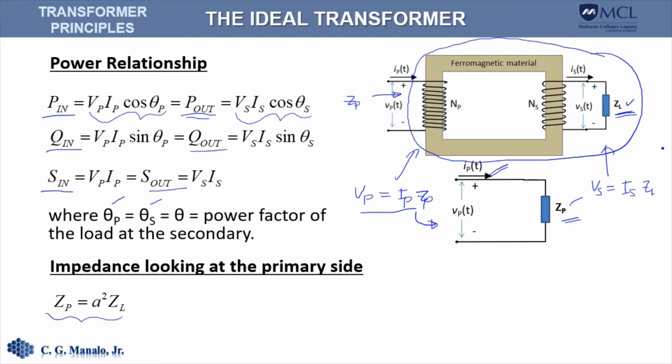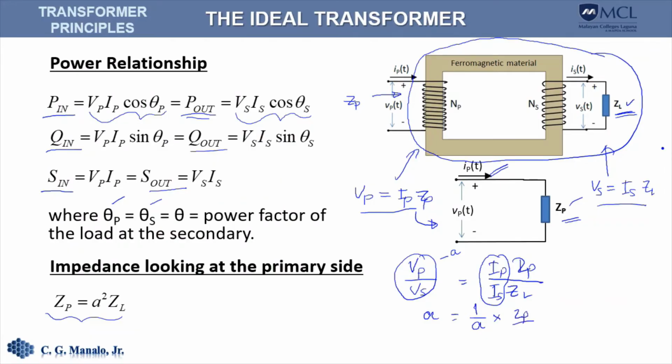Let's say I divide this equation by this equation. That means I will get V sub P over V sub S equals I sub P Z sub P divided by I sub S Z sub L. So this one is the turns ratio A, while this one, I sub P over I sub S, is the reciprocal of the turns ratio, 1 over A. So solving for Z sub P, that will give us A squared Z sub L, which is this relationship here.